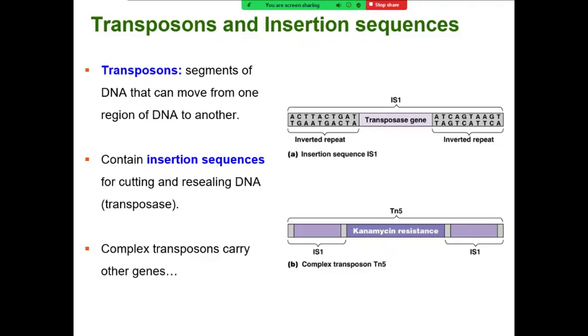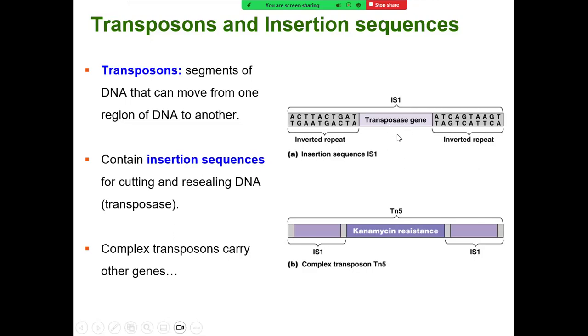Transposons always contain the transposase gene. That enzyme will cut out the transposon, and then in the new part of DNA, it will cut that DNA and then insert the transposon into that cut first portion of DNA.